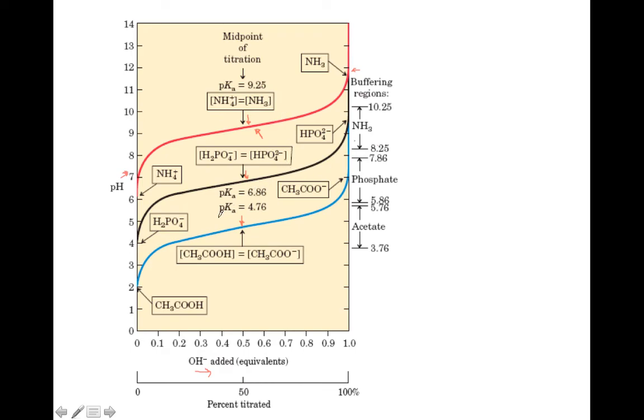Similarly, if we see for H2PO4, it starts from 4, it goes till 9, and the buffering region is this one, 7.86 to 5.86, and the midpoint of this is 6.86. Similarly, if we see acetate, this is the buffering region, 5.76 to 3.76, and what we have is this midpoint.